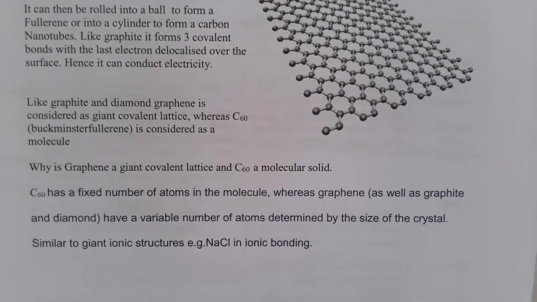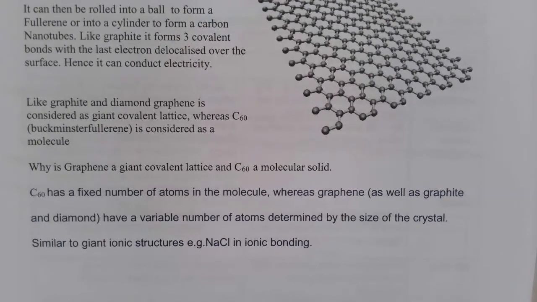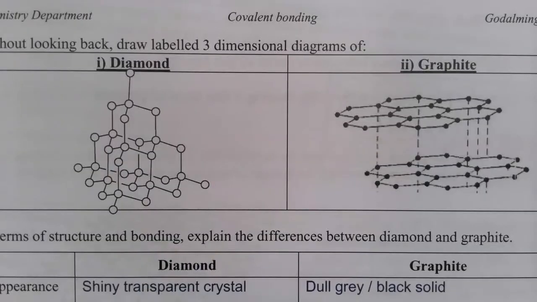It's different from C60. C60, otherwise known as Buckminster fullerene, is considered a molecule. The reason for this is it has a fixed number of atoms in the molecule. It doesn't have C61 or C659, it is C60. Whereas graphite, as well as graphene and diamond, have a variable number of atoms. So when we give the formula, it's similar to the formulas we give in ionic bonding.